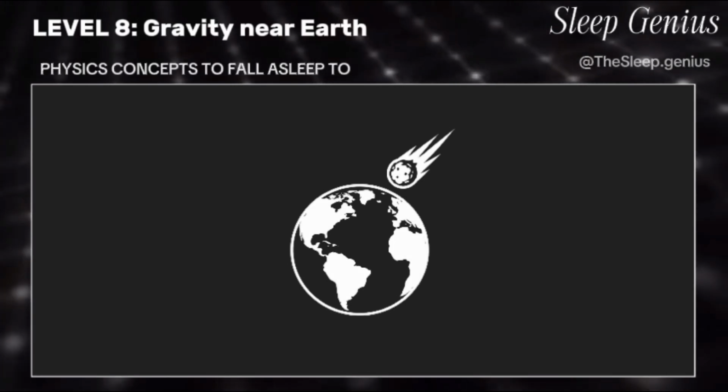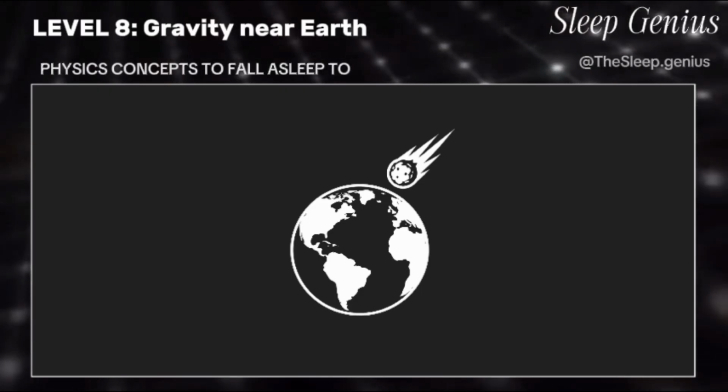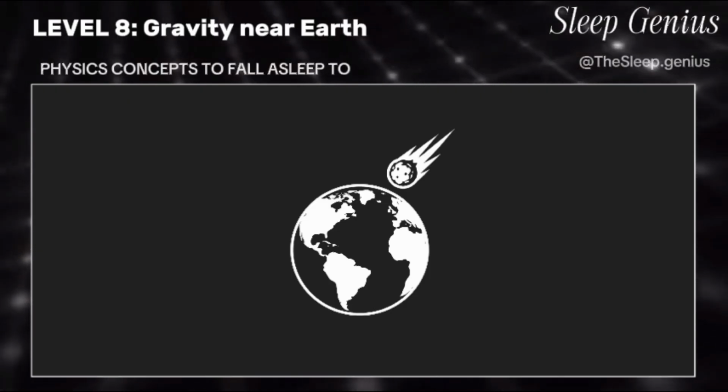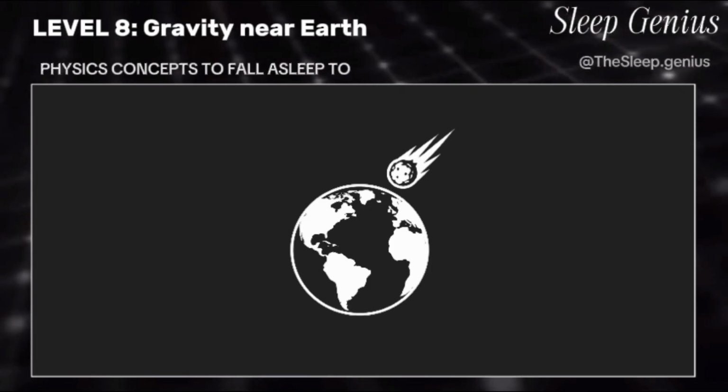Gravity near Earth is the force that pulls objects toward the center of the Earth. It gives weight to everything around us and keeps us grounded. Without gravity, we would float into space. The strength of gravity is described by Newton's law of universal gravitation. Near Earth, it is often simplified as a constant acceleration of 9.8 meters per second squared.